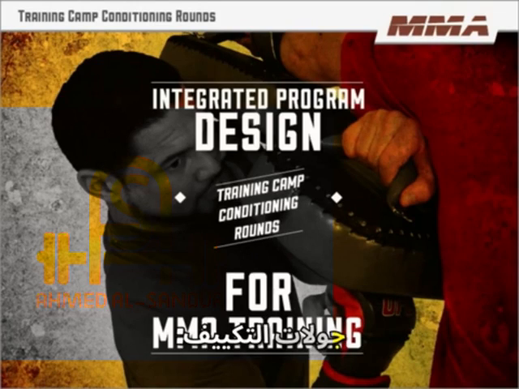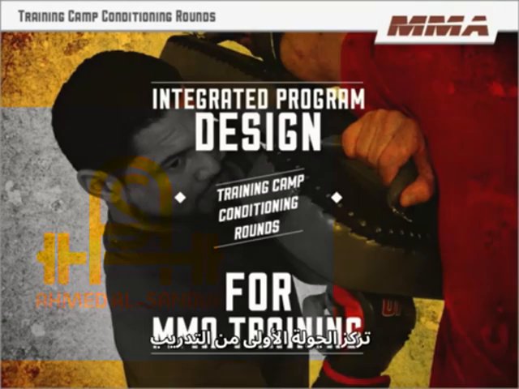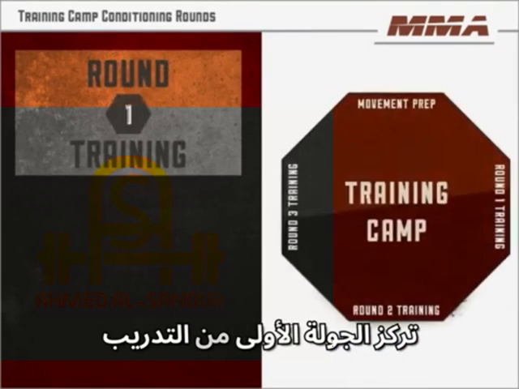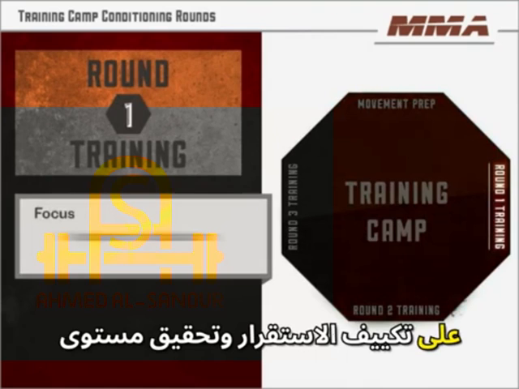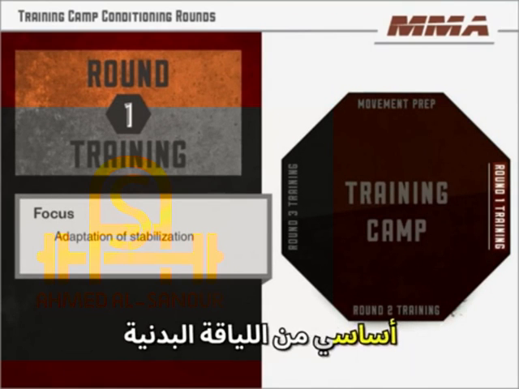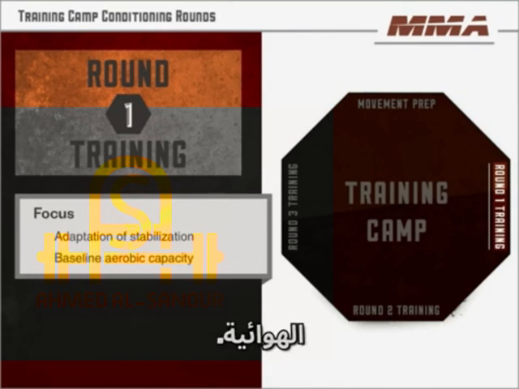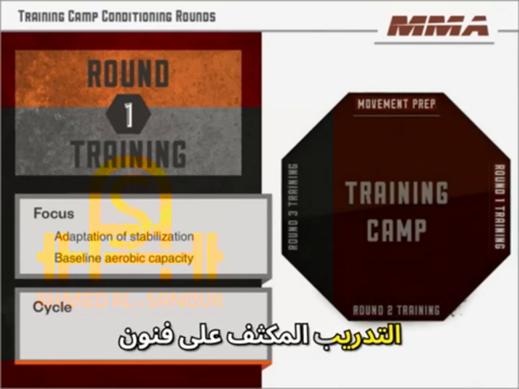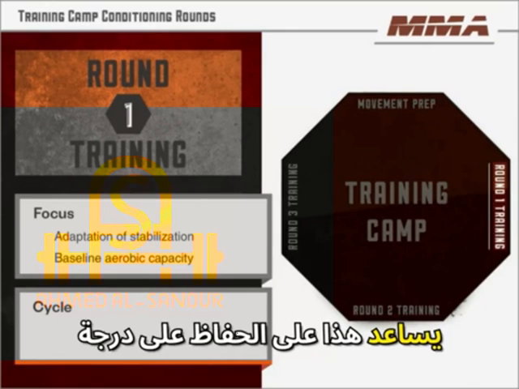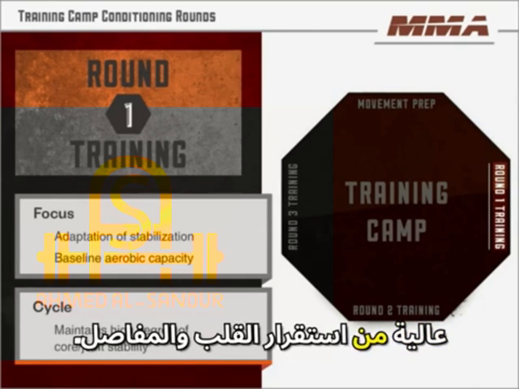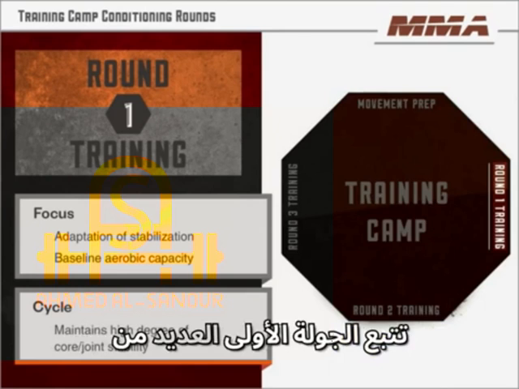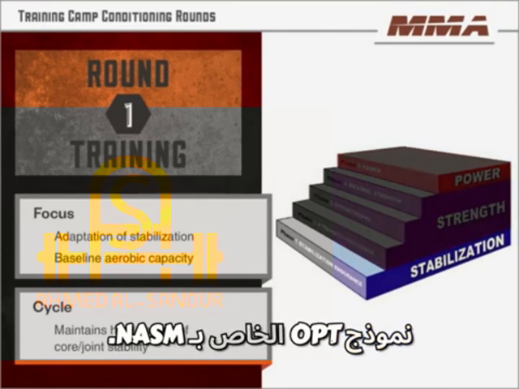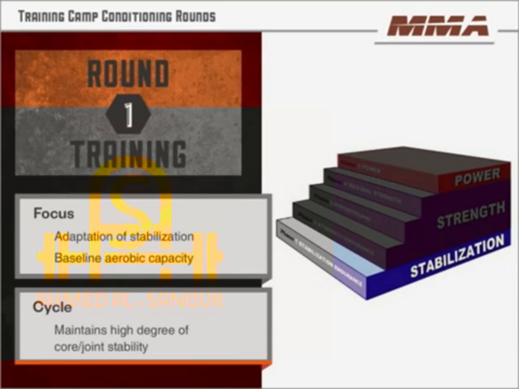Welcome to the Training Camp Conditioning Rounds presentation. The first round of training focuses on the adaptation of stabilization and achieving an aerobic baseline level of fitness. It's also necessary to cycle back through this phase of training following periods of intense MMA conditioning. This helps to maintain a high degree of core and joint stability. Round 1 follows many of the same training strategies that you see in the stabilization level of NASM's OPT model.